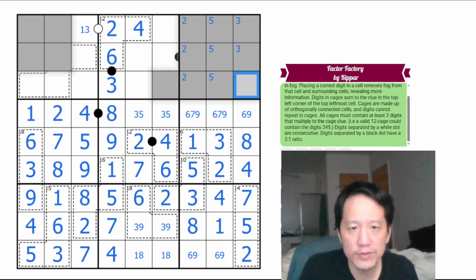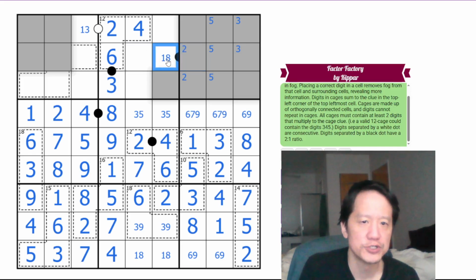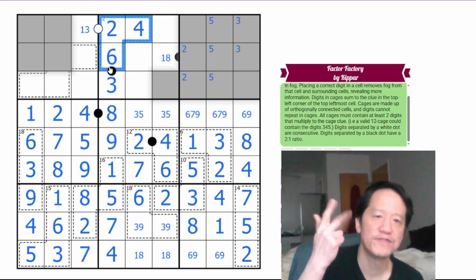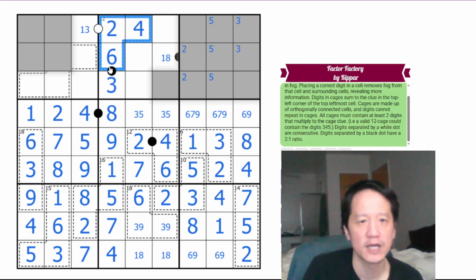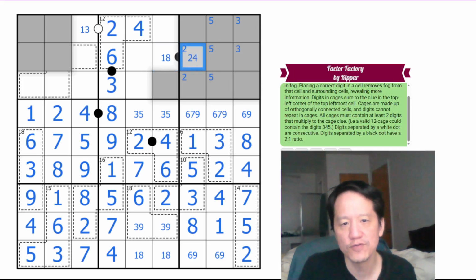This can't be 3. This can't be 2. This is in a 1 to 2 ratio. So this must be 1 or 8 here to be in a 1 to 2 ratio. Because again, we have 1, 2, 3, 4, 6, and 8 as the only digits that can be in a 1 to 2 ratio with another digit. Therefore, this is 2 or 4 here.